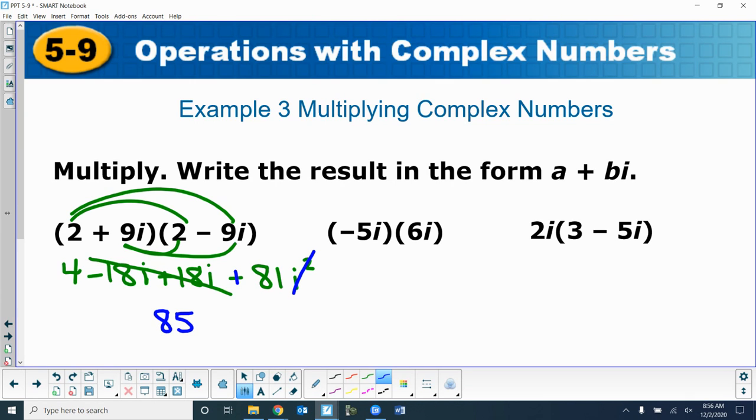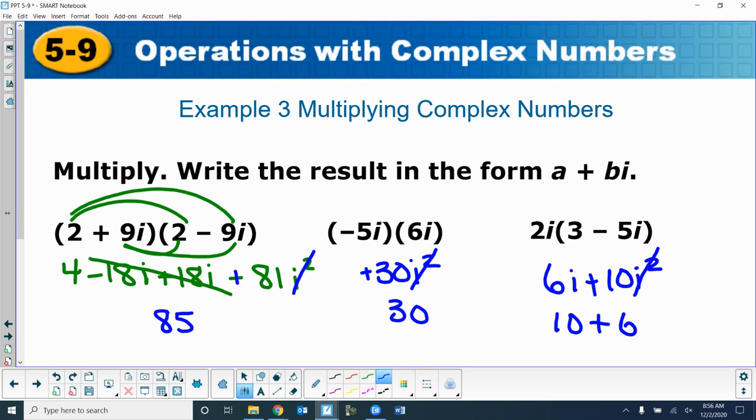This one's easy. What is it? Well, it's negative 30i squared, but what is it then? 30, right? Okay, what about this one? 6i. Negative 10i squared, so it's plus 10, so I should flip it though, right? So it's in the correct order. You guys with me on those three? Making sense? Yeah.